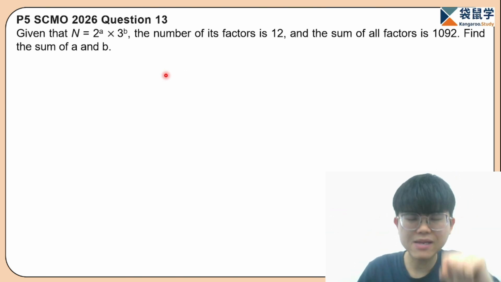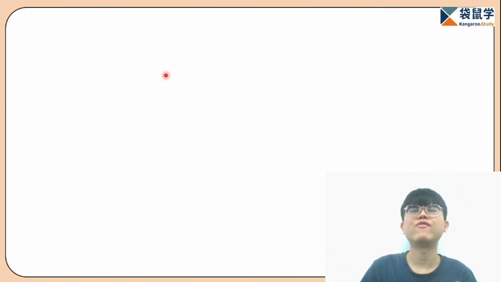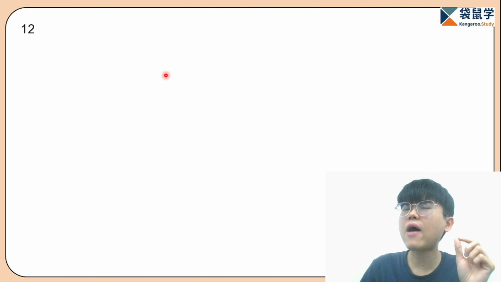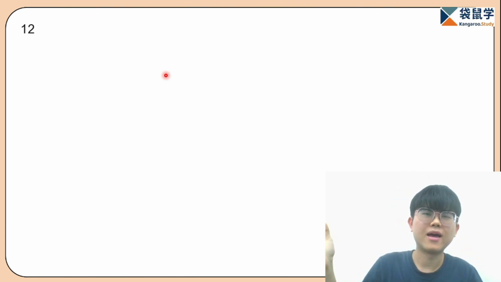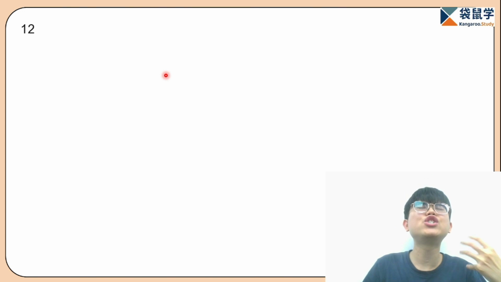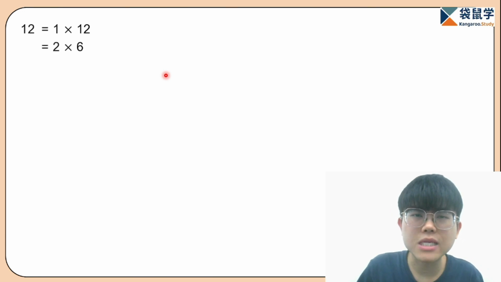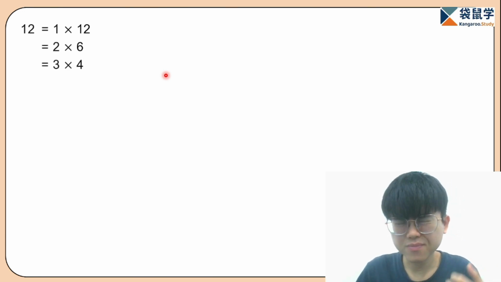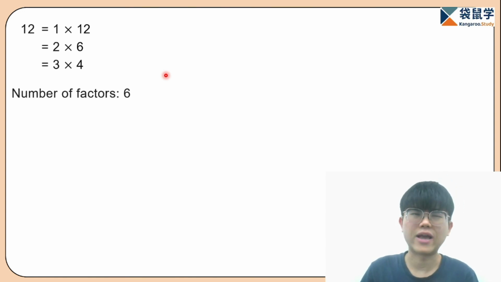Alright everyone, let's have a look at a very simple example. Let's say we have the number 12. If I would like to find out the number of factors, how do I do that? One way is that we can just directly list them out. Starting from the smallest one, we can have 1 times 12, 2 times 6, and 3 times 4. So you can see that for 12, there will be a total of 6 factors.